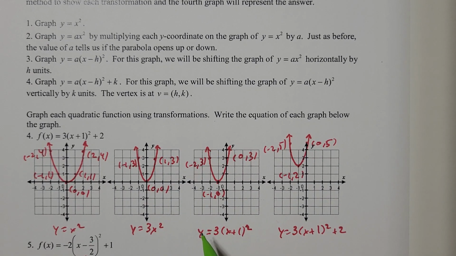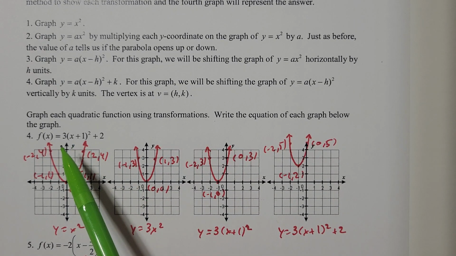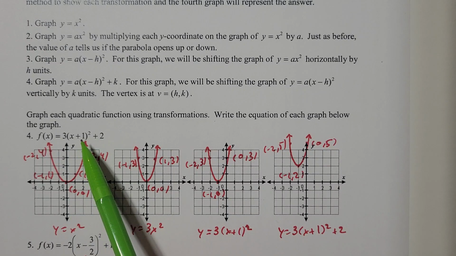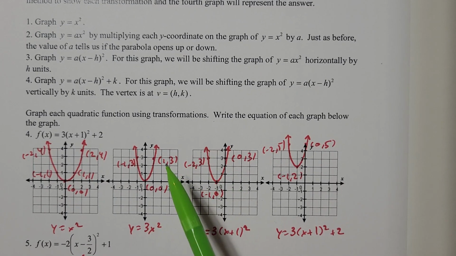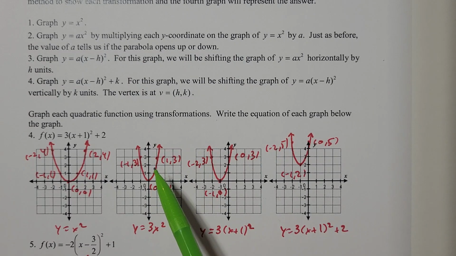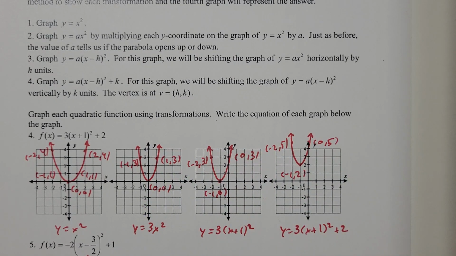So I need to graph y equals 3 times (x plus 1) squared. I'm going to be shifting the graph to the left 1, because that's a plus 1. And so all these points, just bump them to the left 1. So (0, 0) is going to be at (negative 1, 0). (1, 3) would be at (0, 3).